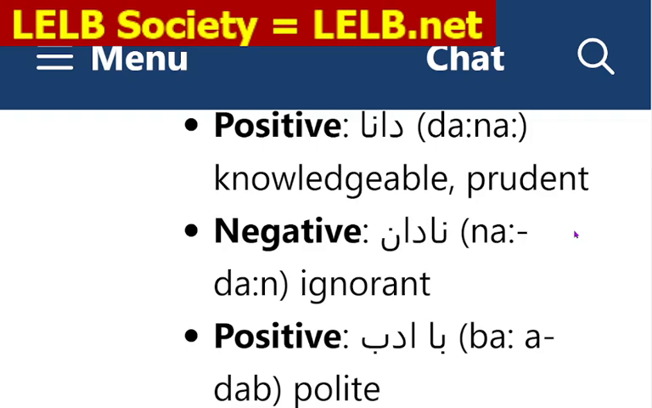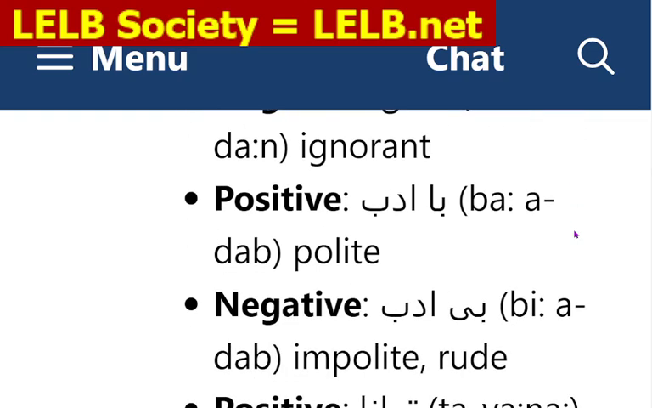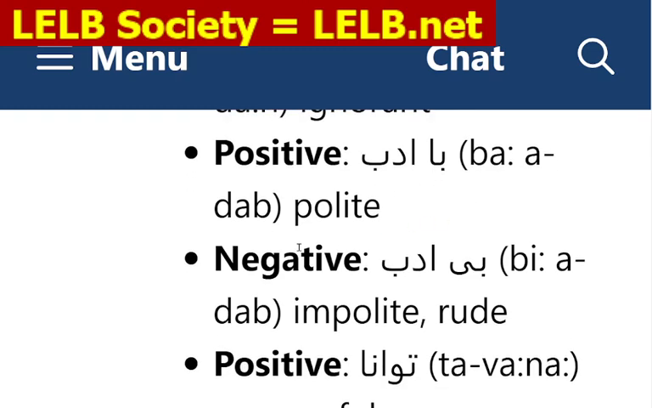Okay, this is another adjective and another dichotomy of positive and negative adjectives in Farsi. Positive: با ادب means polite. با means with. Adab means mannerism, good manners. And the opposite, the antonym, is بی ادب, which means without good manners, or impolite and rude.